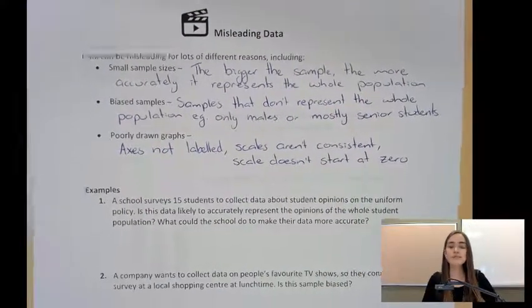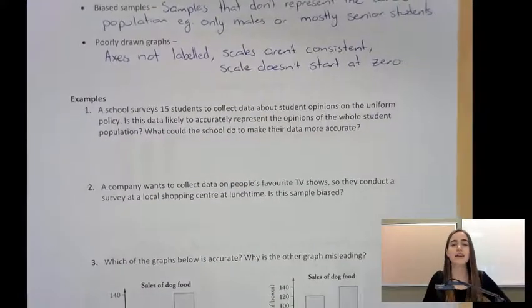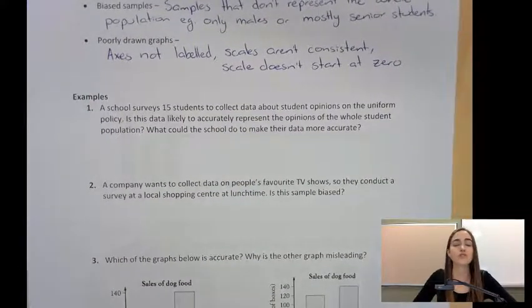Our first one says a school surveys 15 students to collect data about student opinions on the uniform policy. Is this data likely to accurately represent the opinions of the whole student population? What could the school do to make their data more accurate?